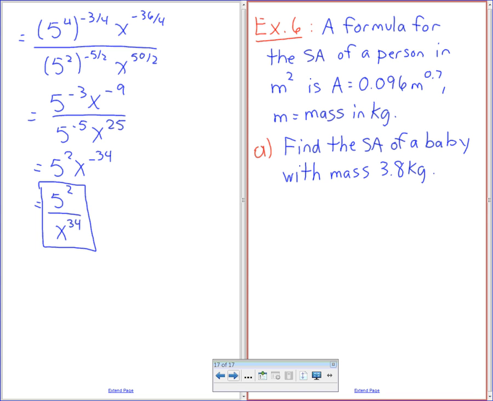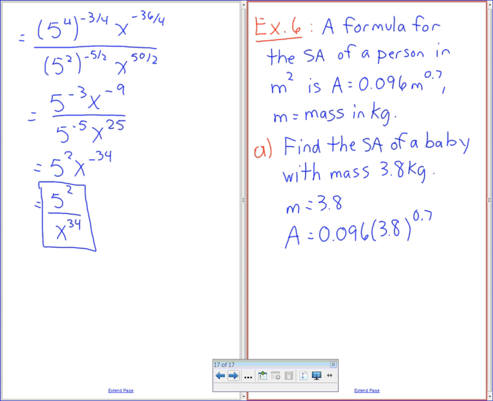Okay, here we go. So find the surface area of a baby with mass 3.8 kilograms. How would I find this? Oh, come on, guys, play along here. Good. So we're going to say m is equal to 3.8. So A is equal to 0.096 times 3.8 to the 0.7.